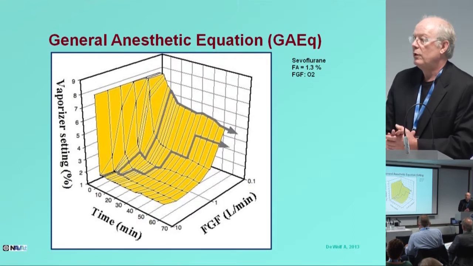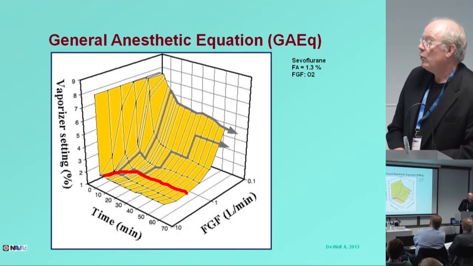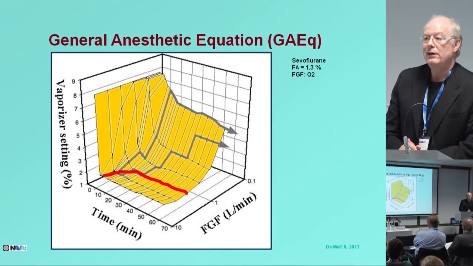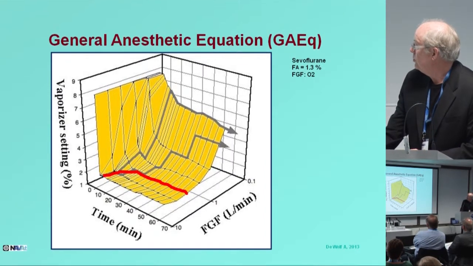Your FA will be 1.3%. This is what most people do. They stay at around 1 to 2 liters per minute. Initially, they use a little bit higher fresh gas flow to compensate for wash-in and initial high uptake. But they stay at about 1 to 2 liters per minute.